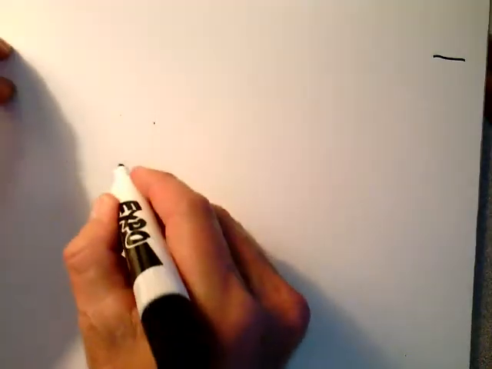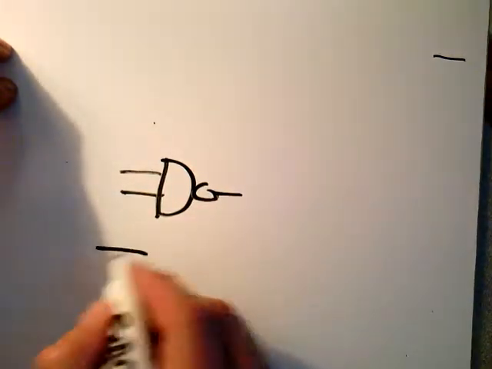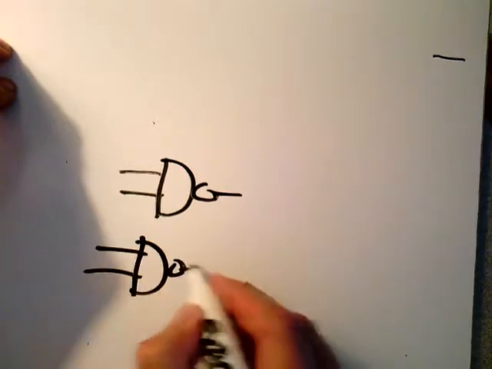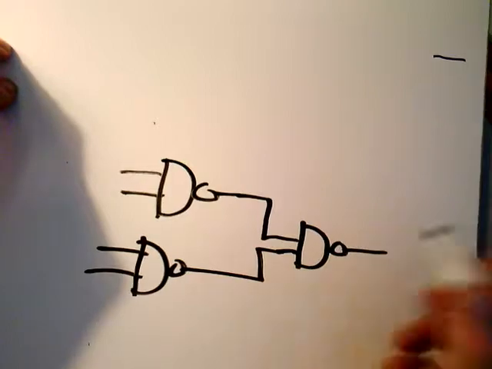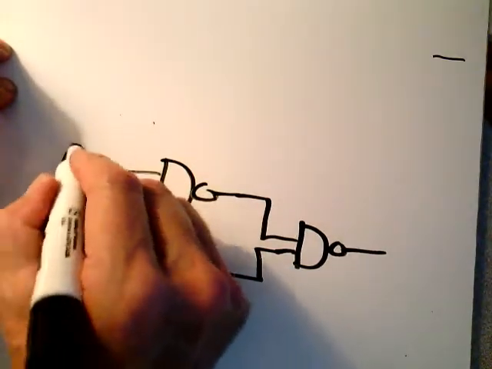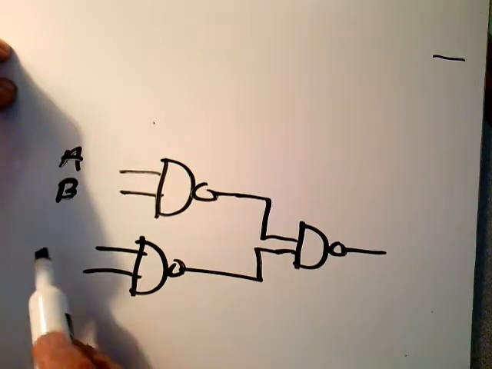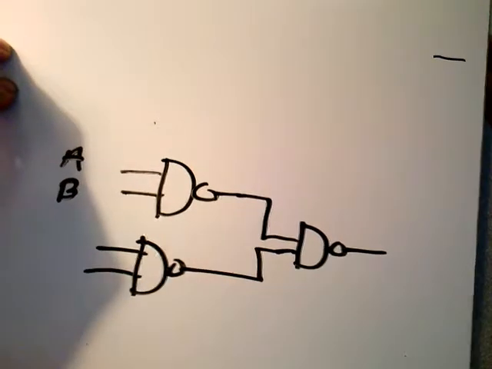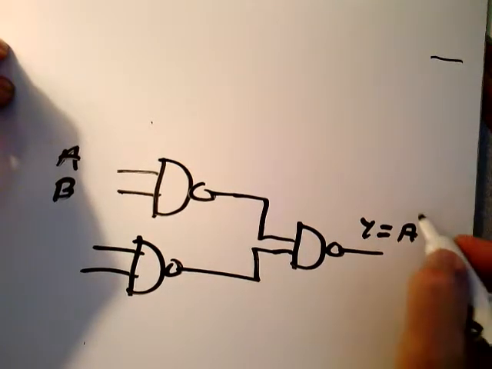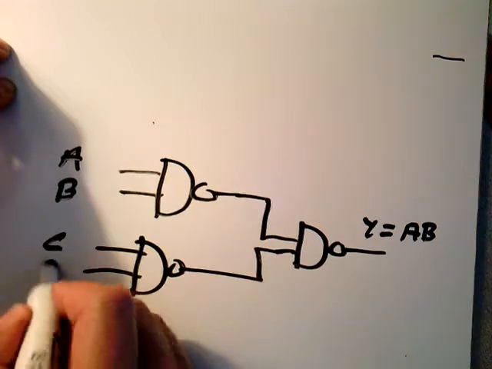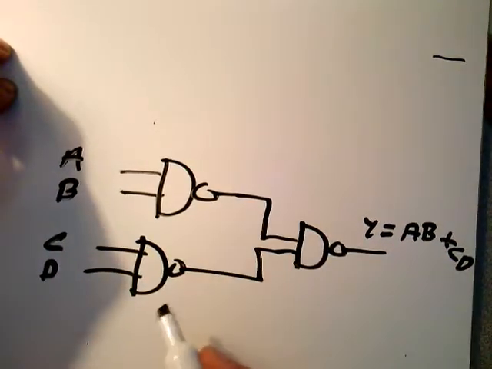Instead of drawing it like this, and like that, and like that, which is convoluted. If this is A, B, that could be temperature high, pressure high, temperature low, pressure low, where we want to do an alarm. This output right here, Y, is simply going to be equal to AB or CD. But you can't see that from here.